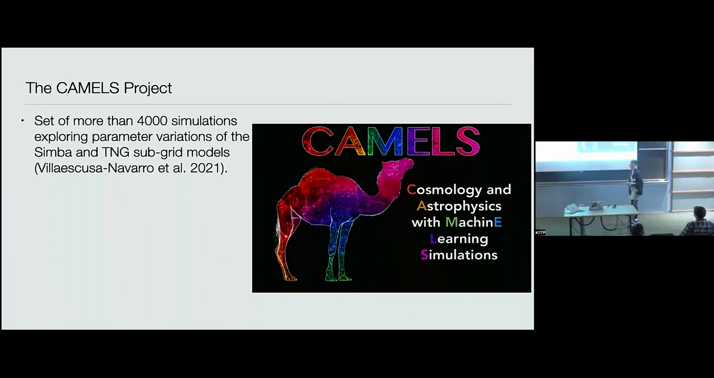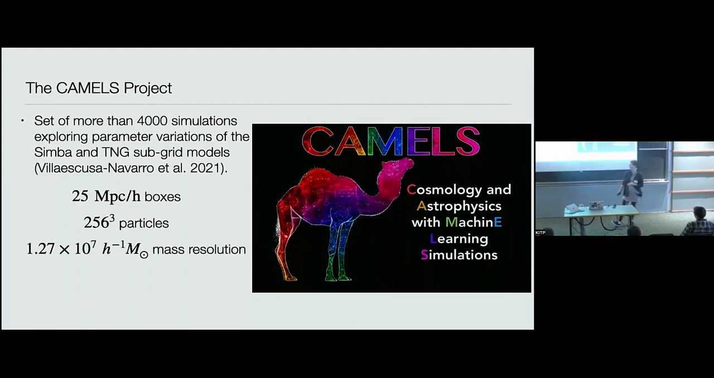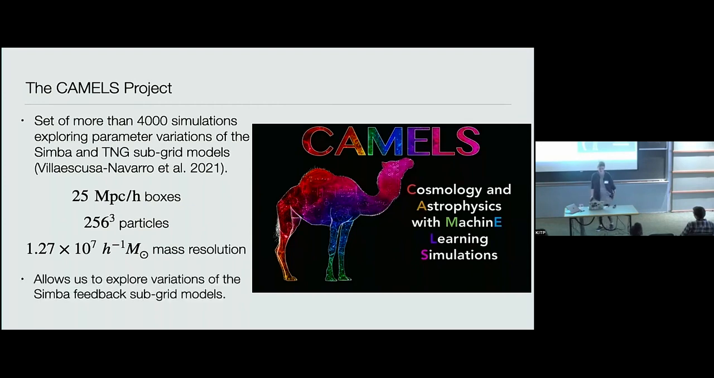So there's over 4,000 simulations in the CAMELS project that explore different parameter variations. Right now, what's publicly available is the Simba and TNG subgrid models. So these are 25 megaparsec comoving boxes with periodic boundary conditions. There's 256 cubed particles. That's a mass resolution of about 1.2 times 10 to the 7 solar masses. It's low, but there's a ton of simulations. And it's sufficient for the Lyman alpha forest. And this allows us to actually explore the variations in Simba's feedback model because Simba is one of those subgrid models that's explored in CAMELS.